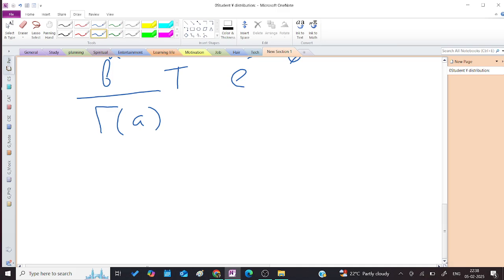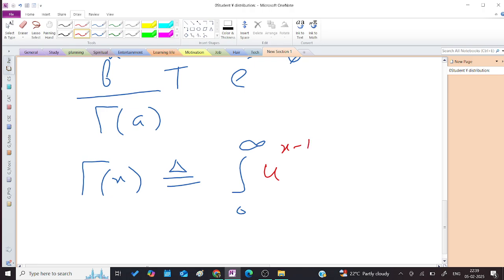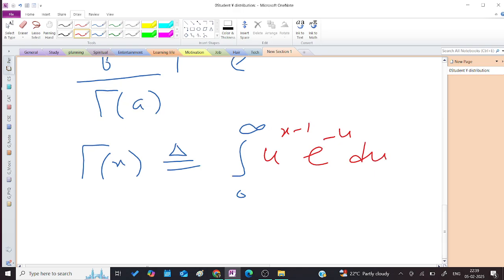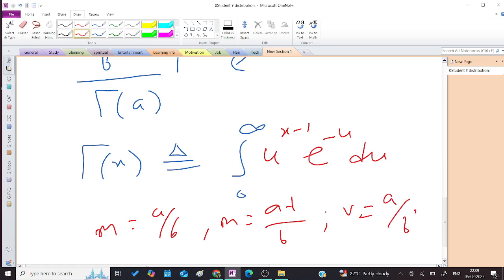Where gamma of lambda is given by the integral from 0 to infinity of u to the power x minus 1, e to the power minus u, du. Here the mean equals a by b, the mode equals (a - 1) by b, and the variance equals a by b square.